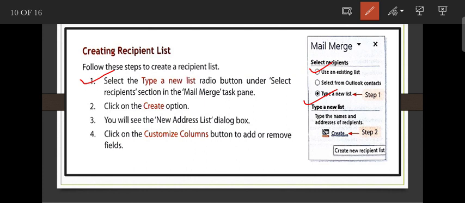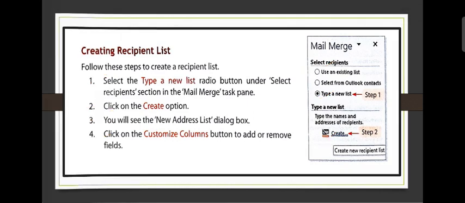Okay, after selecting Type a new list, then click on the Create option. This is the Create option. You need to click on this Create option. Then you will see the New Address List dialog box open, and click on the Customize Columns button to add or remove the fields.